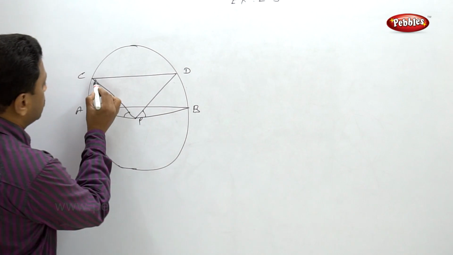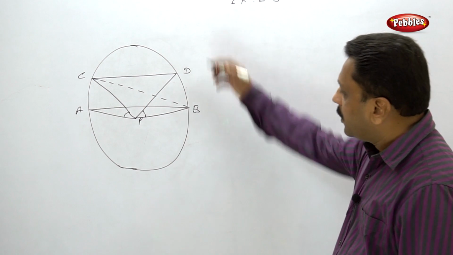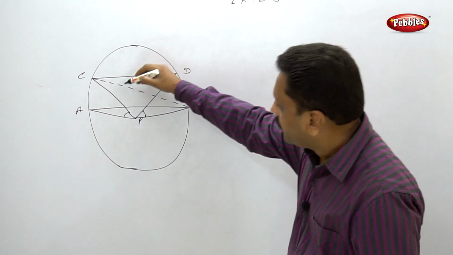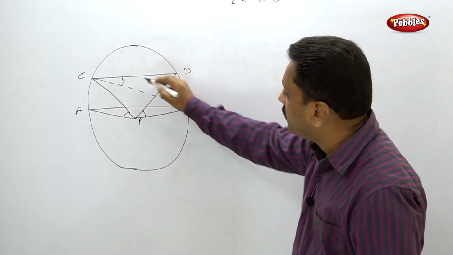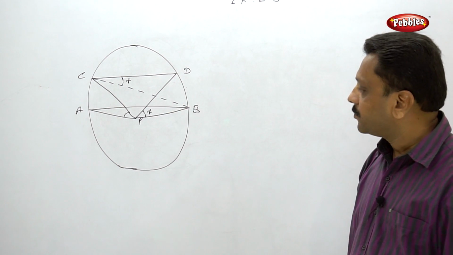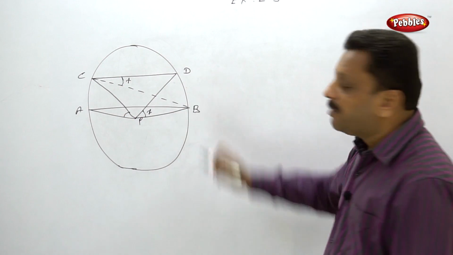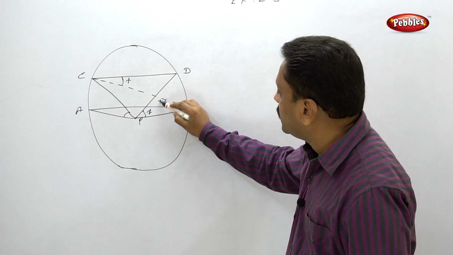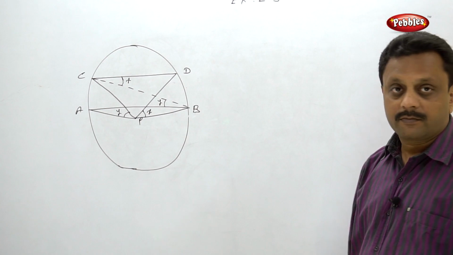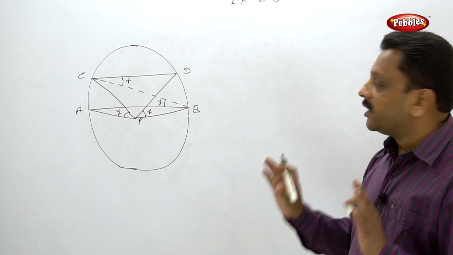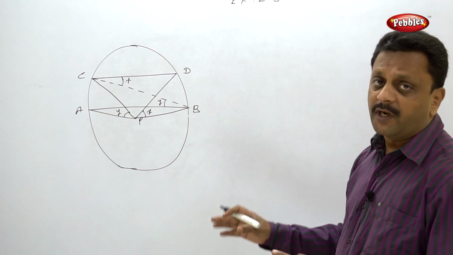If I join this, what will happen? This arc is making this angle, subtending this angle, and the same arc is making this angle. So these two angles are equal. This is x and this is also x. And BA and CB, that is making this arc. So this is y, and this is also y. This is what I found out from this figure related to the arc of the circle.